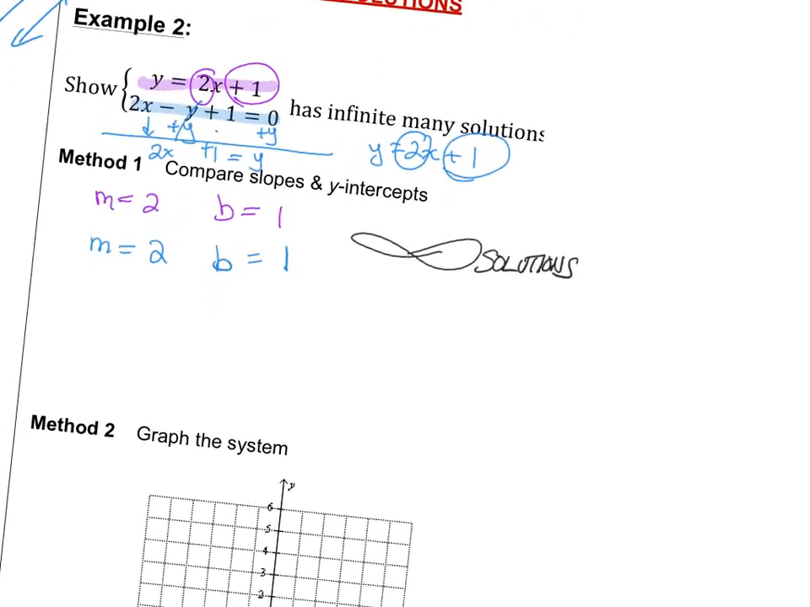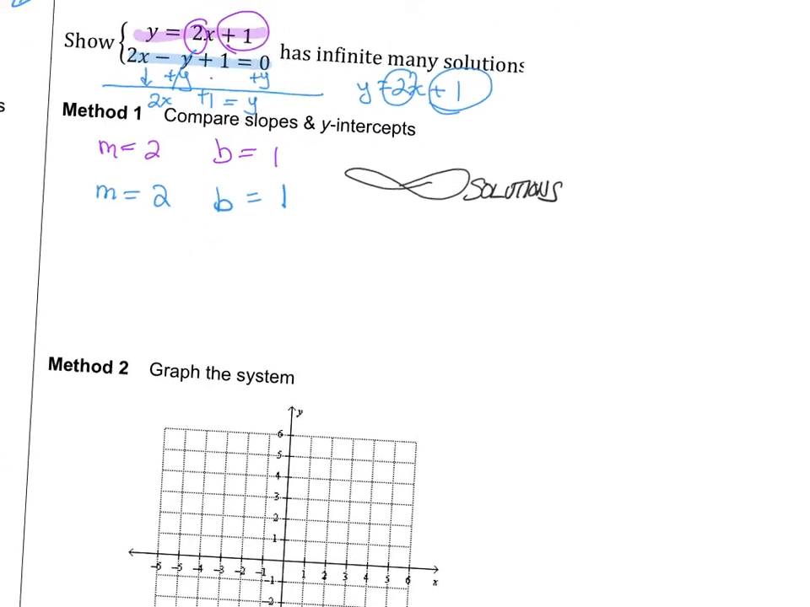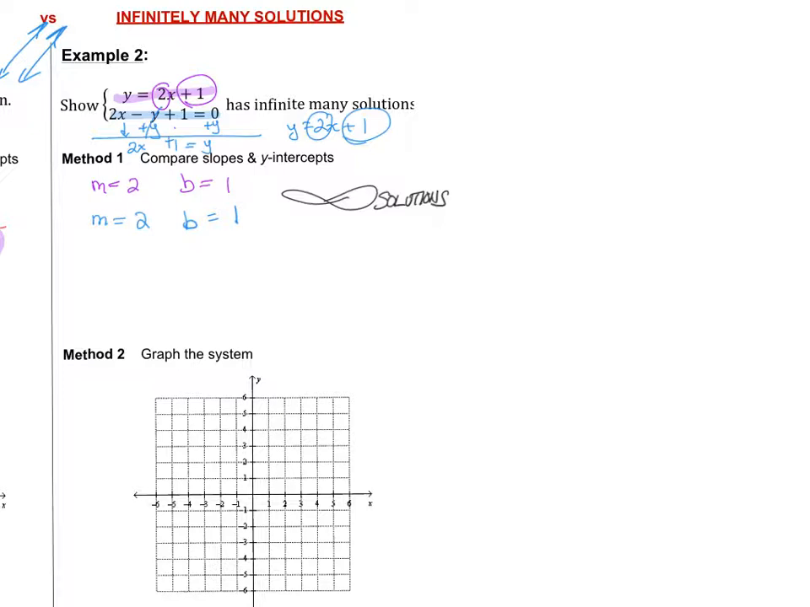Second method of doing the same question is to graph it. So we can graph the purple one, y equals 2x plus 1, beginning at 1, and going up 2, to the right 1. Connecting the dots. And then I can go to the blue one, and I could see that it's the same thing. I begin at 1, up 2, over 1. You're the same line. And if you're the same line, it means you cross an infinite number of points.